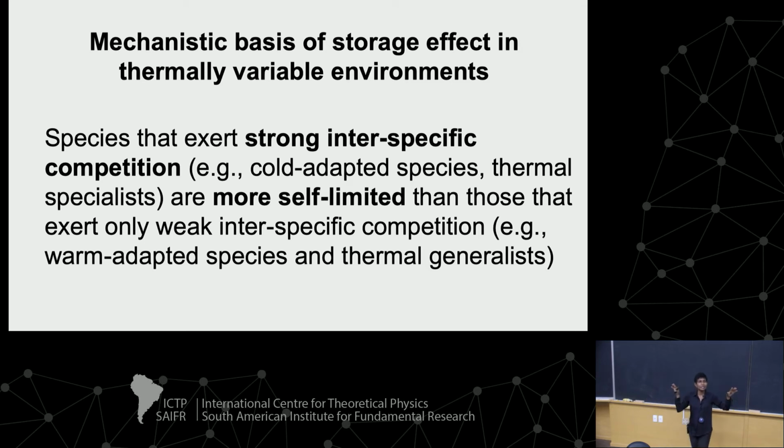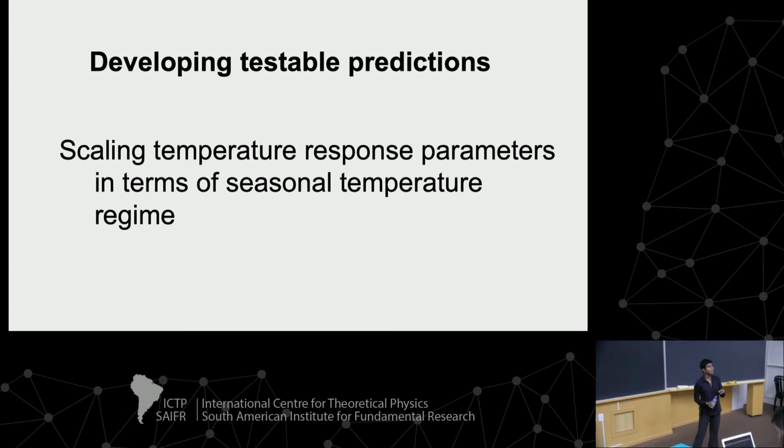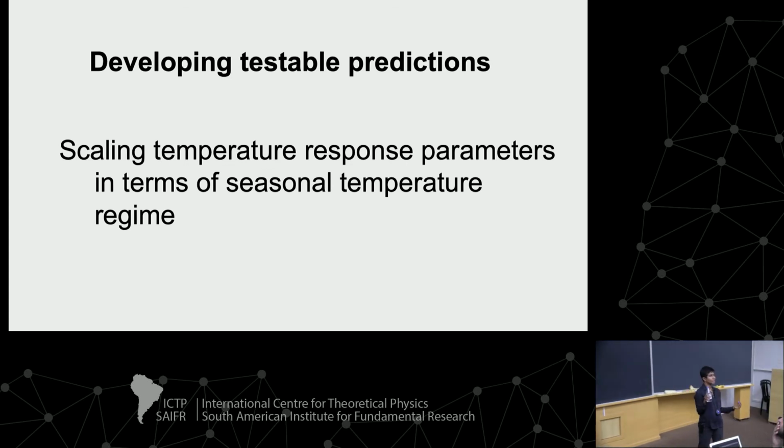Now, what is the underlying essential requirement? Their favorable environments are different, right? Either you're cold adapted or warm adapted in this scenario, or you're a thermal specialist or a thermal generalist. You're experiencing a different portion of that environment. So that's really interesting, but can we develop some testable predictions?